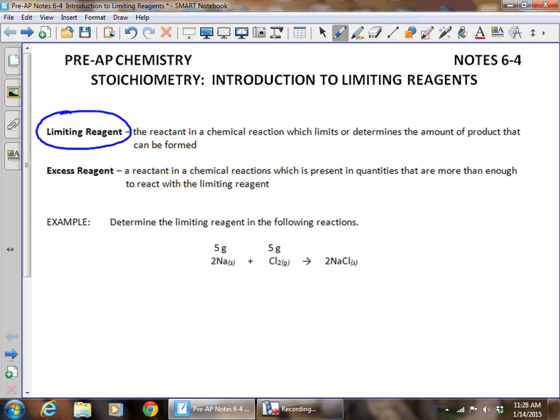You can't do anything else. Nothing else can be formed. So it's very important to know which substance is a limiting reagent in order to know how much of your product you're going to be able to form. The excess reagent is going to be the substance that is left over at the end of the reaction. Today, all we're worried about is determining what the limiting reagent is.